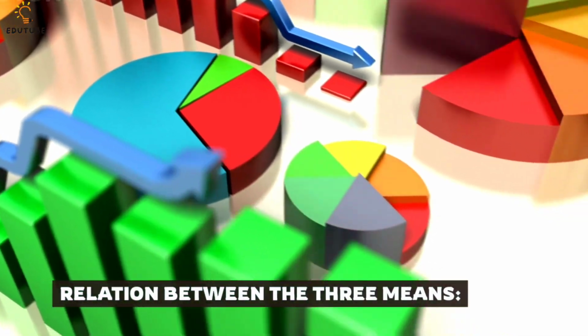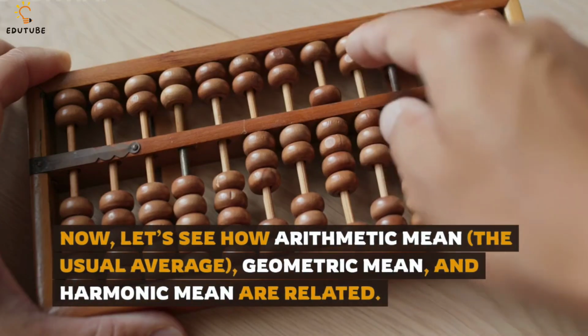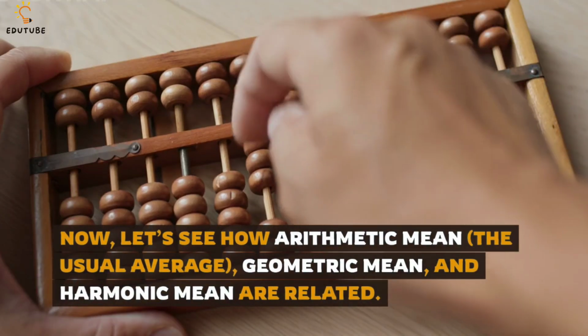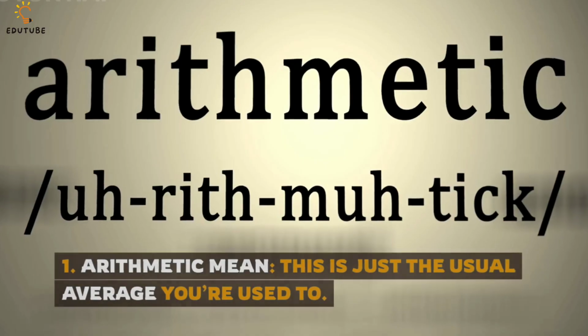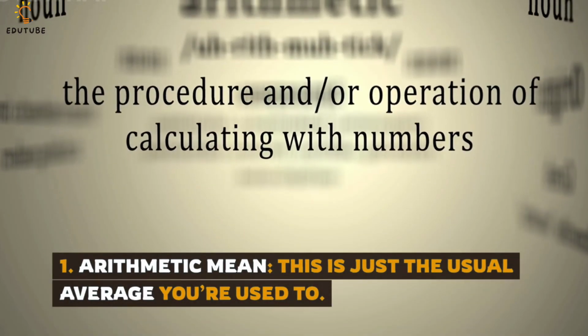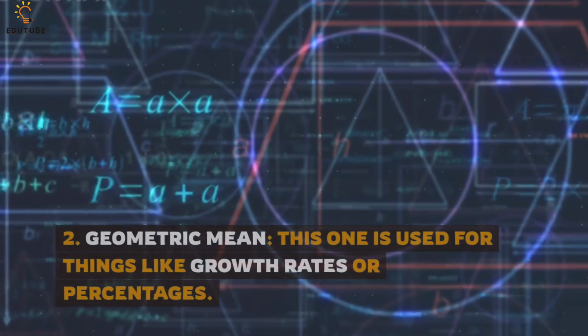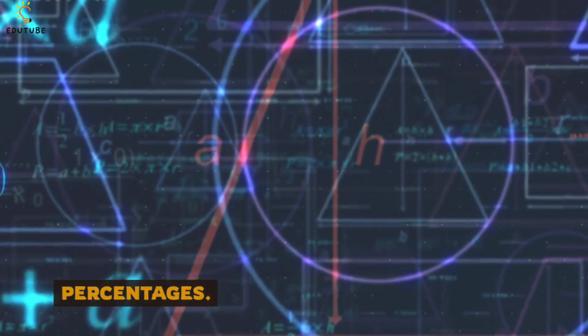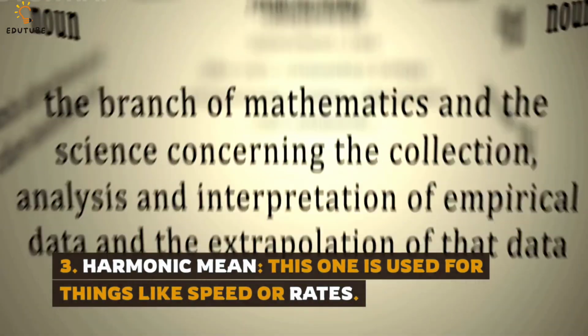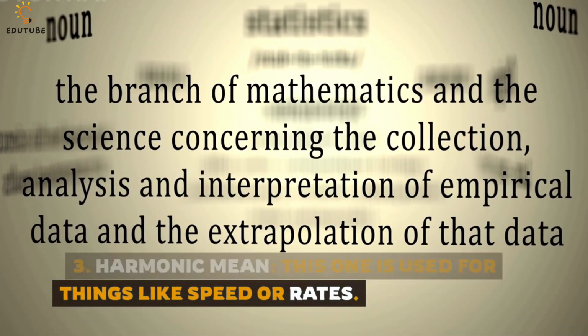Relation between the three means. Now let's see how arithmetic mean, the usual average, geometric mean, and harmonic mean are related. 1. Arithmetic mean. This is just the usual average you're used to. 2. Geometric mean. This one is used for things like growth rates or percentages. 3. Harmonic mean. This one is used for things like speed or rates.